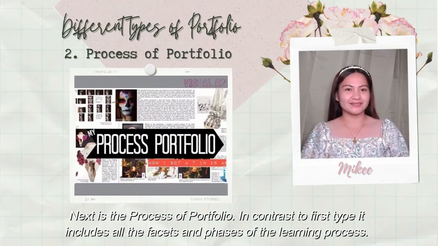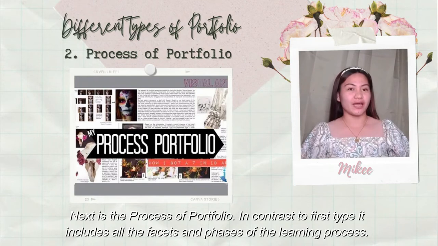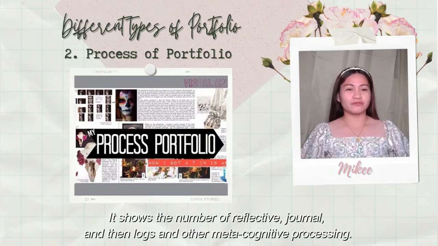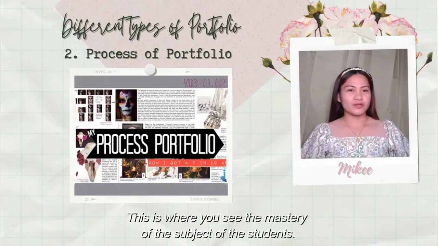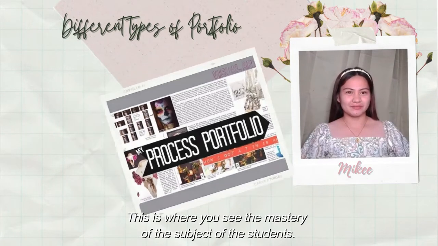Next is the process portfolio. In contrast to the first type, it includes all the facets and phases of the learning process. It shows the number of reflective journals, logs, and other metacognitive processing. This is where you see the mastery of the subject of the students.